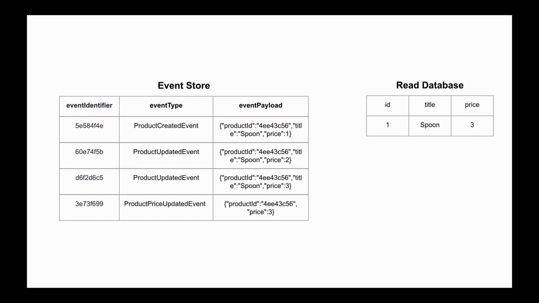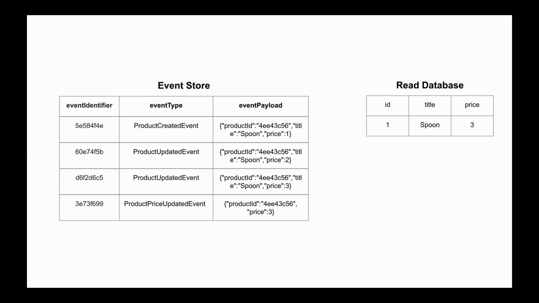Another very important difference between the event store and the read database is that the event store will store the event details only. It will not store the entire product details object, whereas a record in the read database stores the entire product details information.